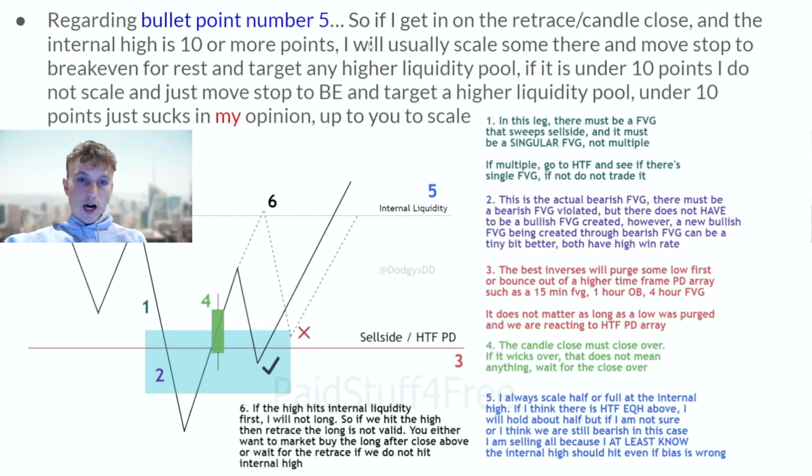So regarding bullet point 5, I already kind of talked about this, but if it's 10 or more points, I'll usually scale. If not, I'll put my stop to break even. But it's up to you, okay? I don't like under 10 points because I want more than 10 points. It's just how I work. 10 points is 10 points. Double digits, it's just how I trade. But it's up to you on how you want to scale, right?